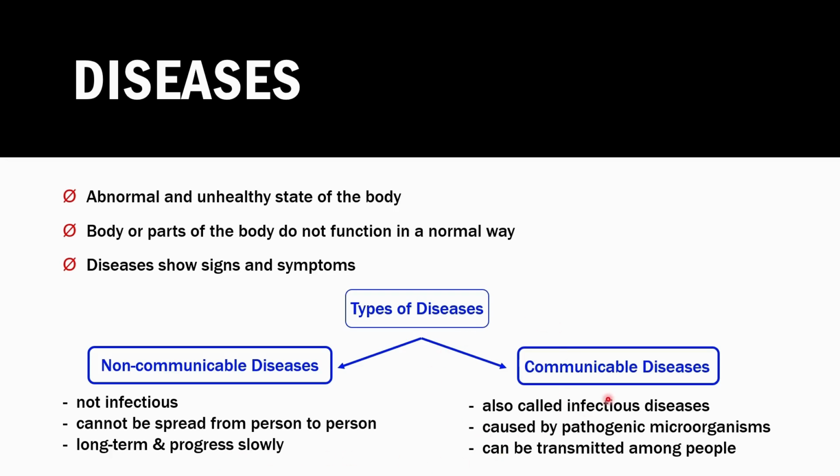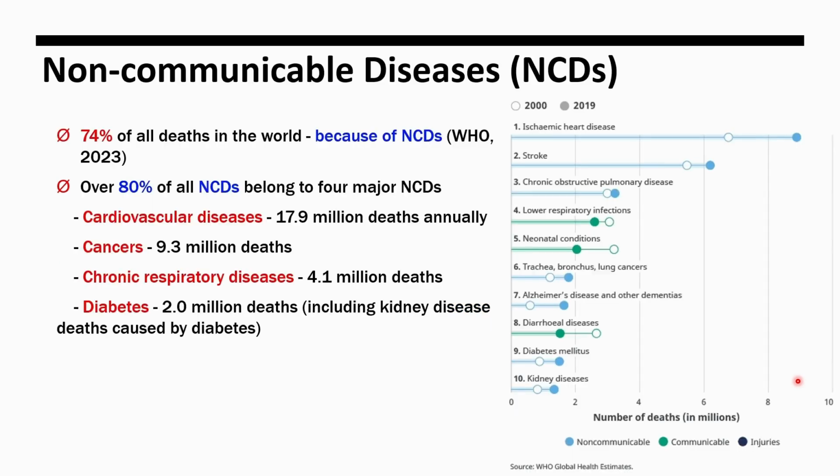And the second group is known as communicable diseases. Communicable diseases include infectious diseases, that are diseases caused by pathogenic microorganisms. The main characteristic is that they can be transmitted from one person to another. So first let's look at non-communicable diseases.